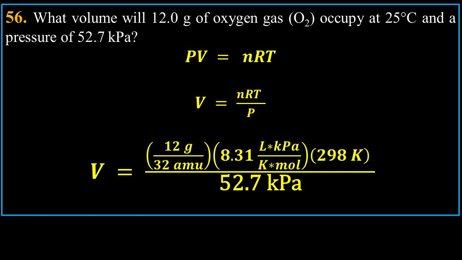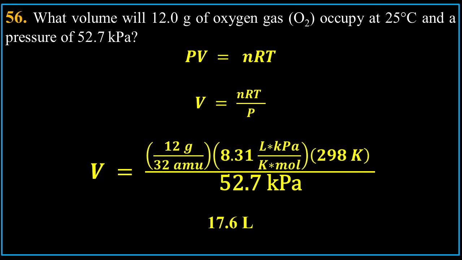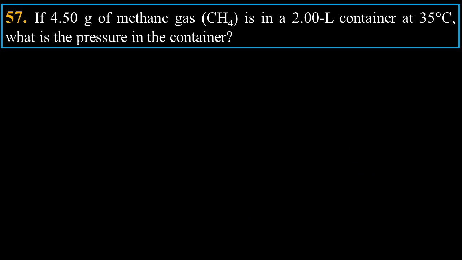There's not going to be some chemistry police going to track you down, so it's not that bad. There are the values plugged in, and then you calculate that out, and that's going to be 17.6 liters. Now, if 4.5 grams of methane gas, CH4, is in a 2 liter container at 35 degrees Celsius, what is the pressure in the container?